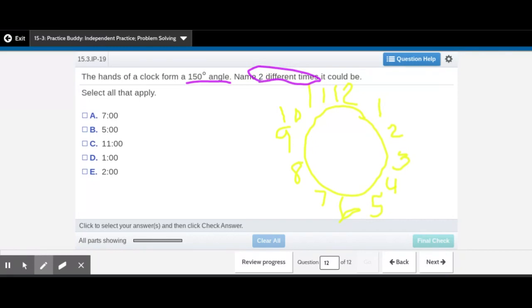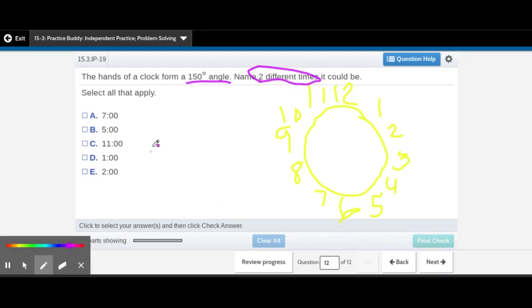So basically all that I need to start doing is thinking about the circle that I made with my clock and how many degrees it is for each hour. So I know exactly how many degrees I need to make a 150 angle. Any time you have to break things up, if I'm breaking up this circle by the hours, that means I need to divide.